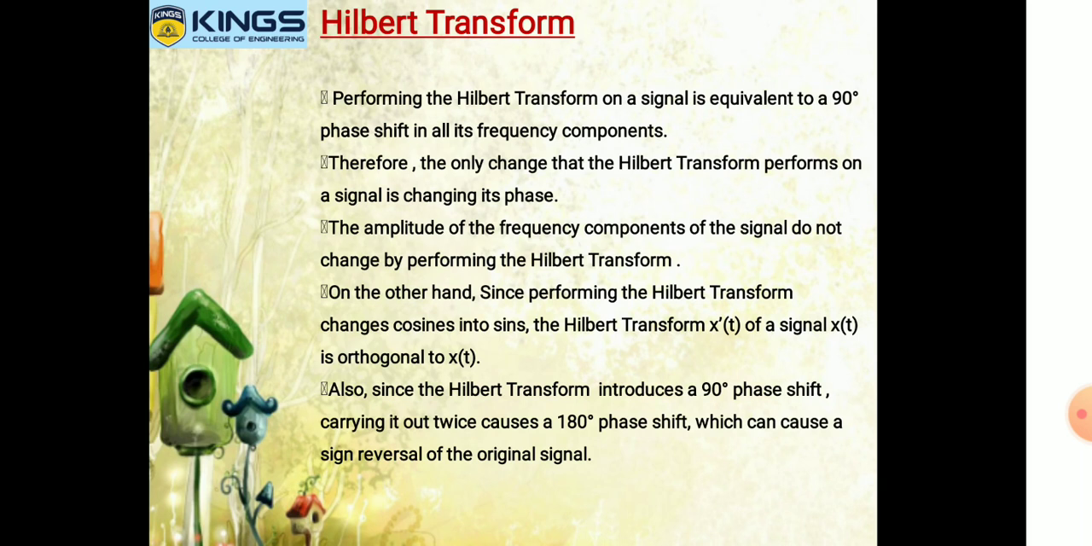On the other hand, since performing the Hilbert transform changes cosine into sine, the Hilbert transform x dash of t of a signal x of t is orthogonal to x of t. Also, since the Hilbert transform introduces a 90-degree phase shift, carrying it out twice causes a 180-degree phase shift, which can cause a sign reversal of the original signal.